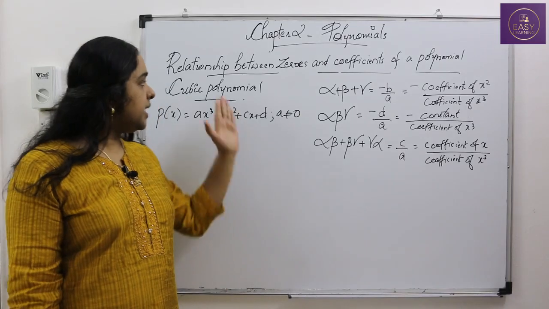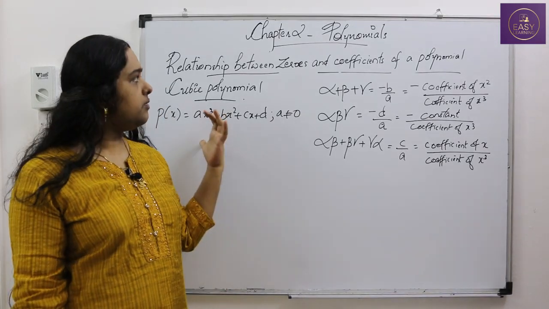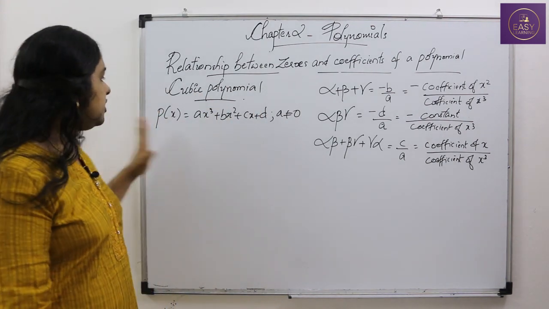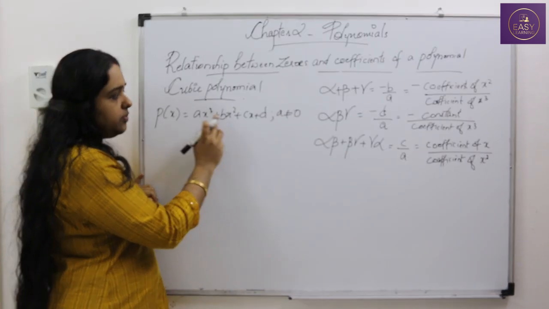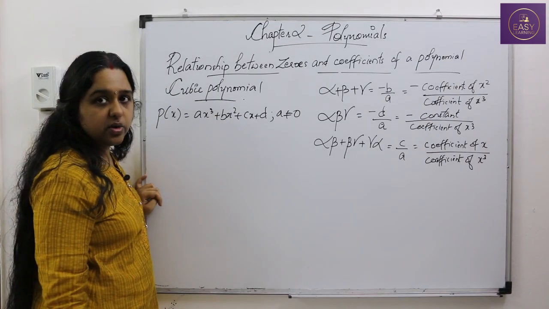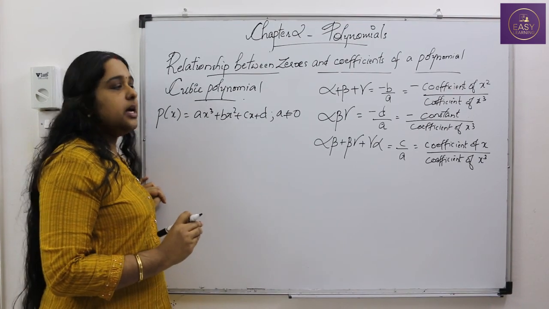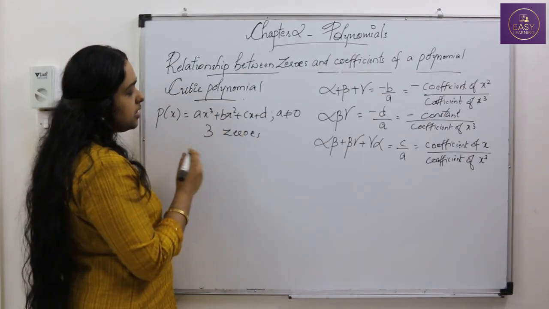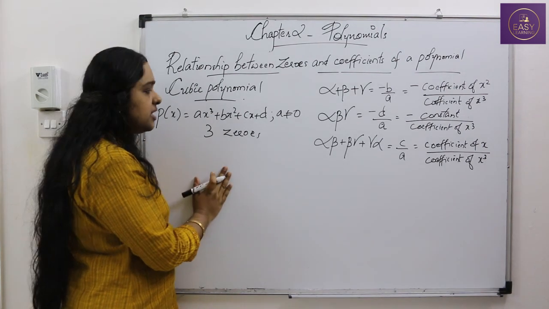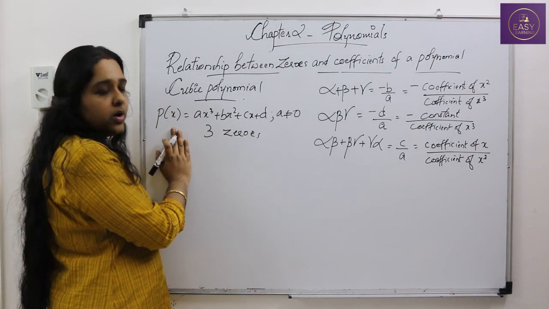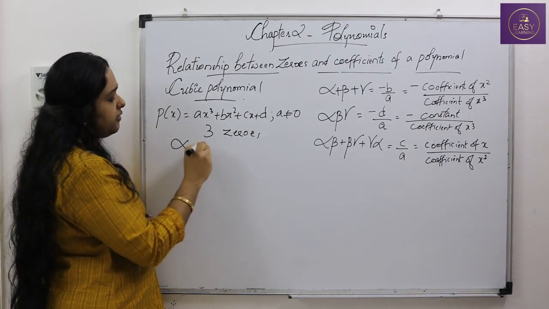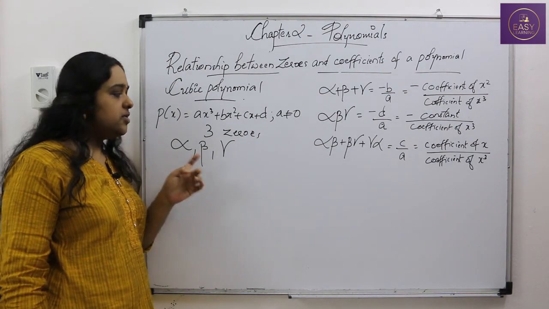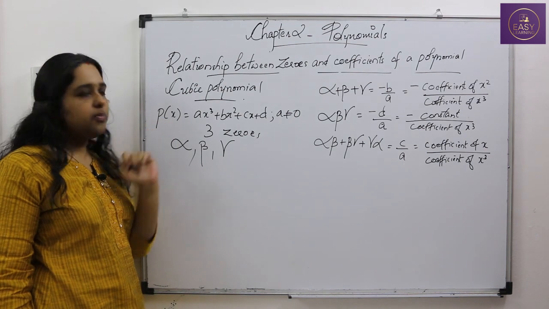Now let's move on to the cubic polynomial. We are going to check the relationship between zeros and coefficients of a cubic polynomial. In general, we can write P of x equals ax cube plus bx square plus cx plus d, where a is not equal to 0. We know that for a cubic polynomial there will be at most 3 zeros, since the degree of a cubic polynomial is 3. I am going to denote them using alpha, beta and gamma.